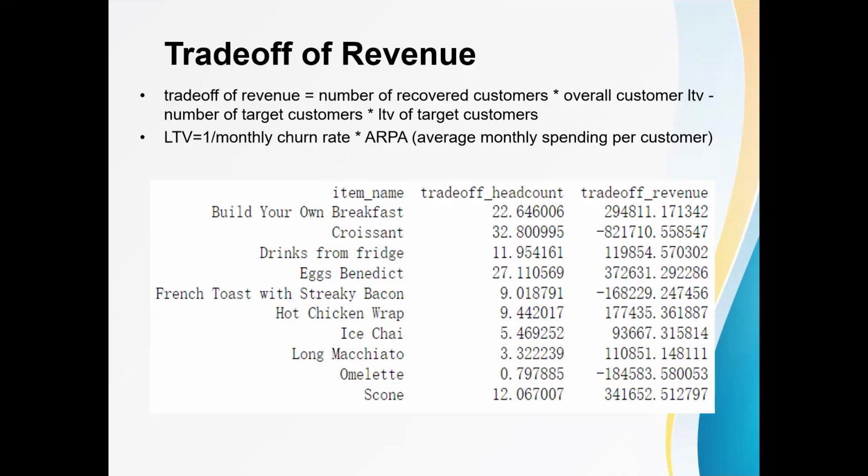And LTV, lifetime value, estimates the expected revenue from a customer by multiplying their average monthly spending by the average time they stay as a customer. A lower churn rate implies the customer stays longer, contributing more to the lifetime revenue. According to the table, some values turned out to be negative, indicating that the loss caused by loyal customers leaving outweighs the benefits brought by recovered customers. Therefore, these products shouldn't be removed.